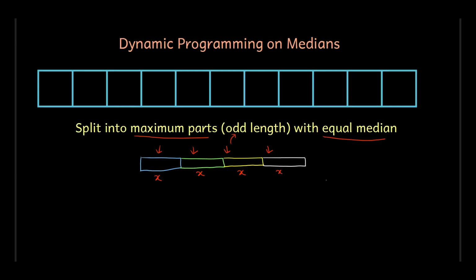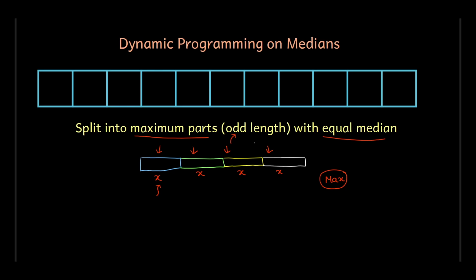So your goal is to maximize the number of blocks that you can create such that each block has an identical median, which could be anything. So take a minute to pause this video to think about how you would approach this problem on your own before jumping into the solution.